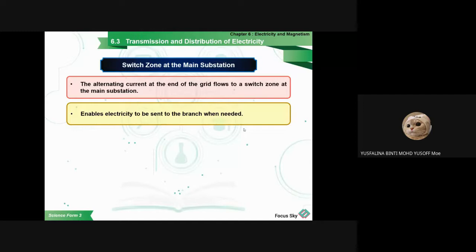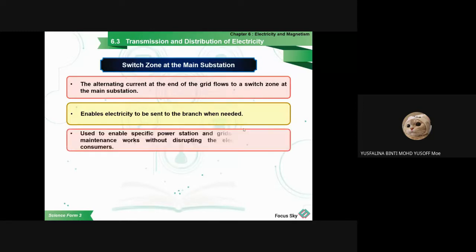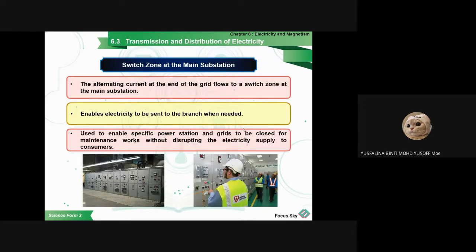So this is the switch zone at the main substation. It is used to enable specific power stations and grids to be closed for maintenance work without disrupting the electricity supply for the consumer. So it's like a backup. Let's say they want to do some maintenance work, they don't need to shut down. You just use the switch zone here at the main substation, so they will still supply you electricity, even though at the same time they are doing maintenance for the branch.